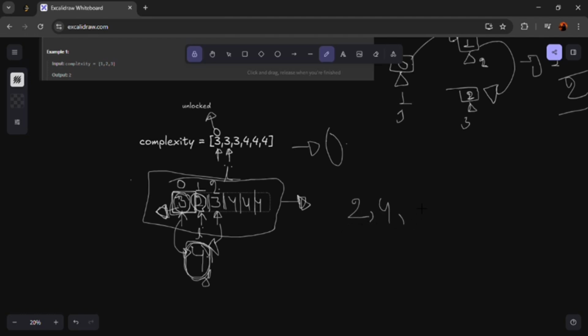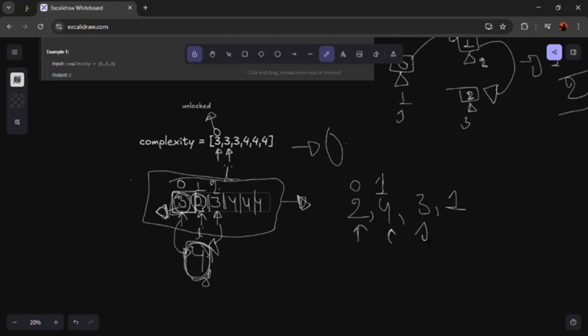2, 4, 3, 1. Okay, now you can see that this 2 is the zeroth computer and this is already unlocked. Okay, now when we move to this computer, this first computer will be unlocked by the zeroth computer. Why? Because on the left side this is the first unlocked computer which has less complexity than this first computer. Okay, this is unlocked. Now we move to another.